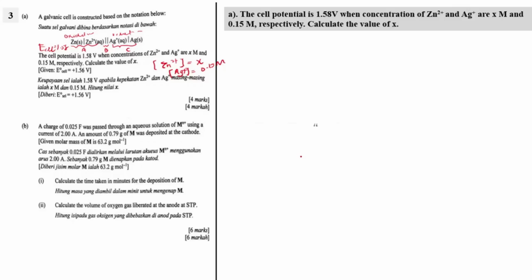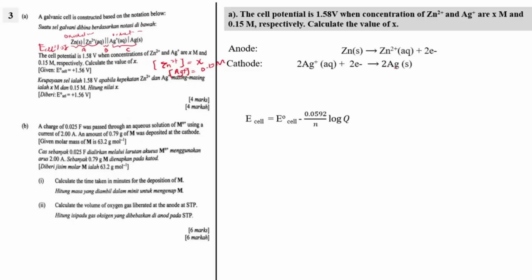So here is our Nernst equation where the cell potential is equal to the E naught cell minus 0.0592 over N log Q. And in order to find the log Q or the reaction quotient of Q, we need to do the overall cell reaction by doing the reaction at anode as well as the reaction at cathode. So for the reaction at anode, we know that our zinc will undergo oxidation to form zinc 2 plus and produces 2 electrons. Meanwhile at cathode, we have our Ag plus becoming Ag solid.